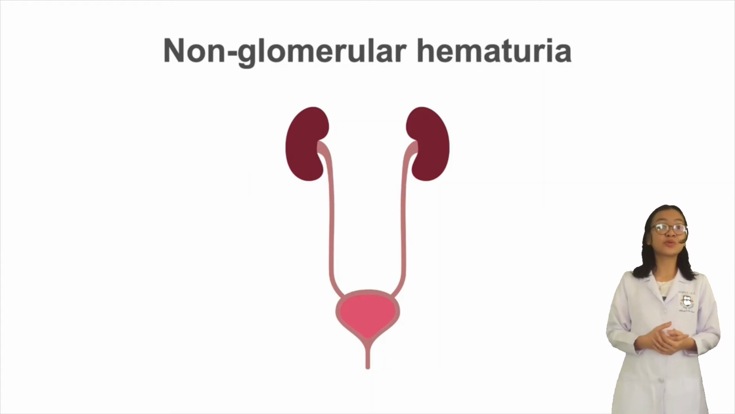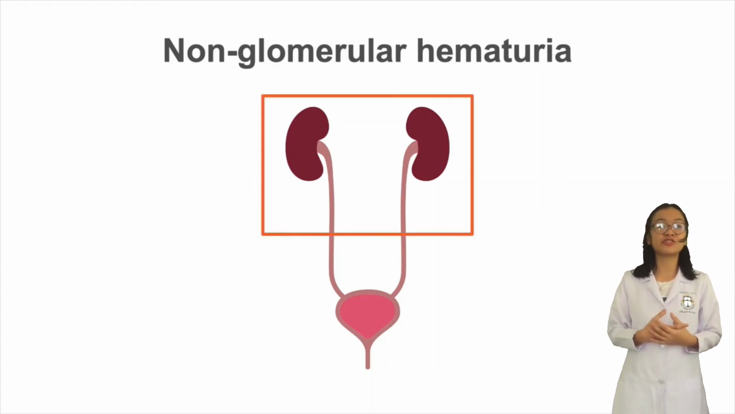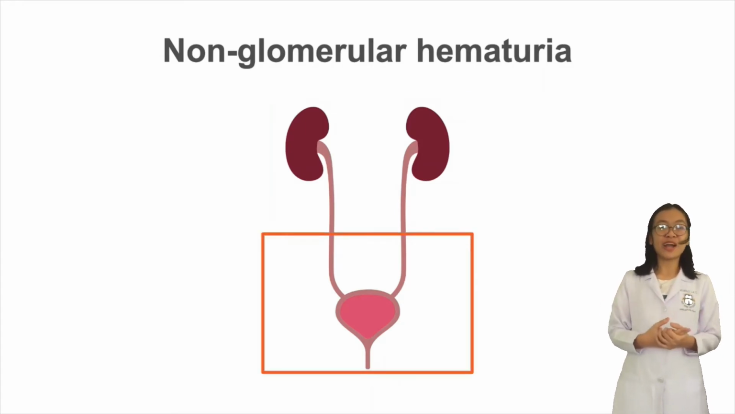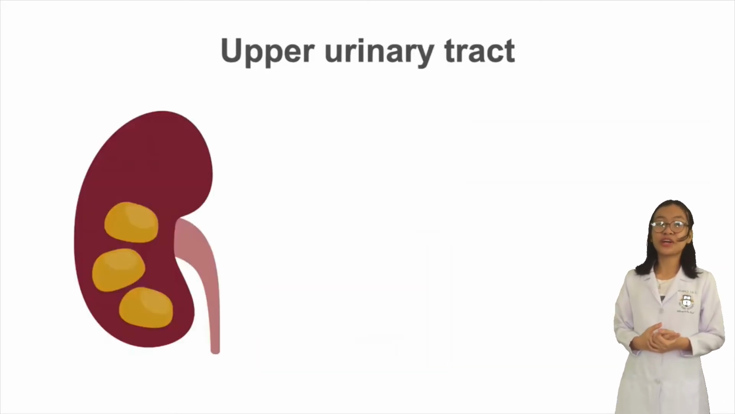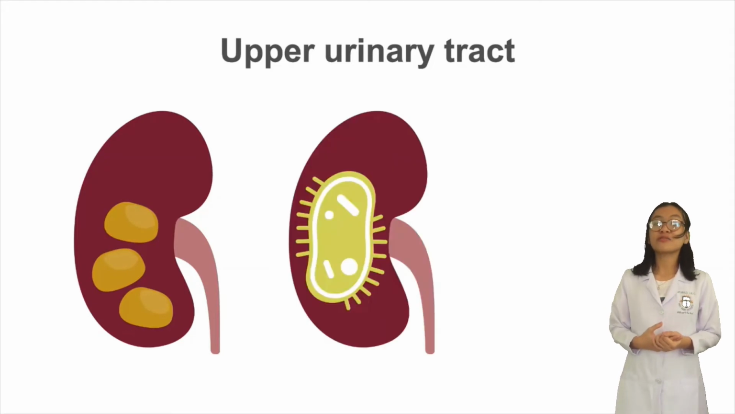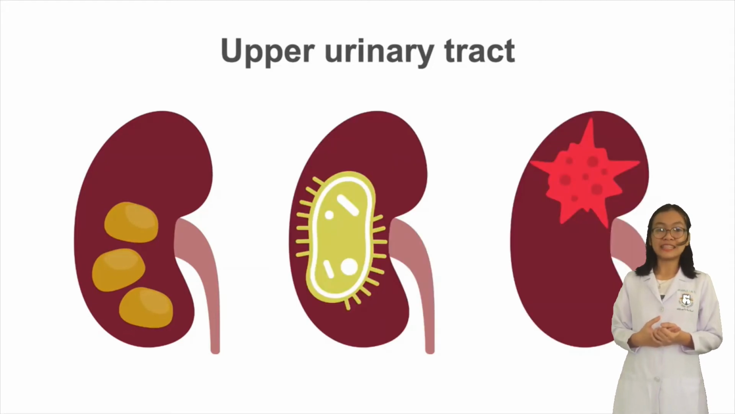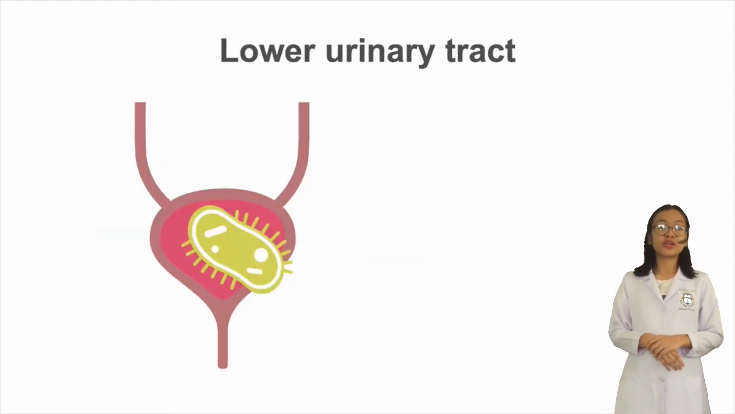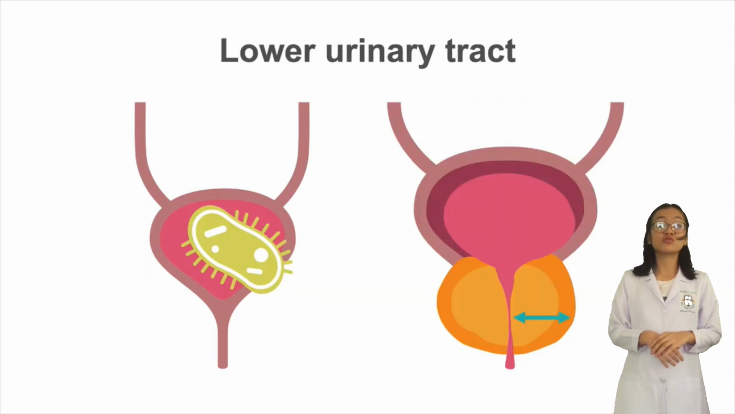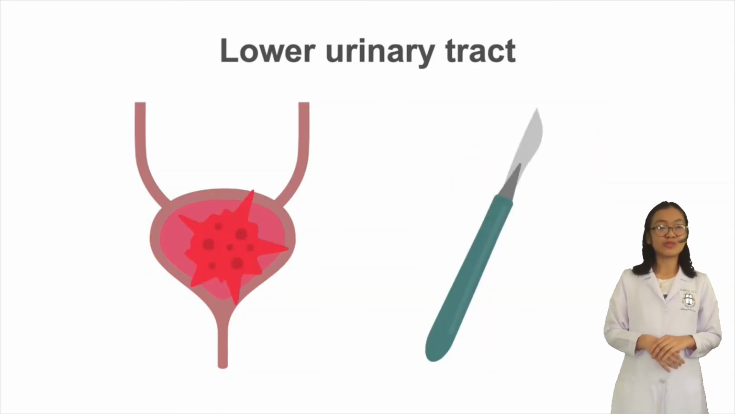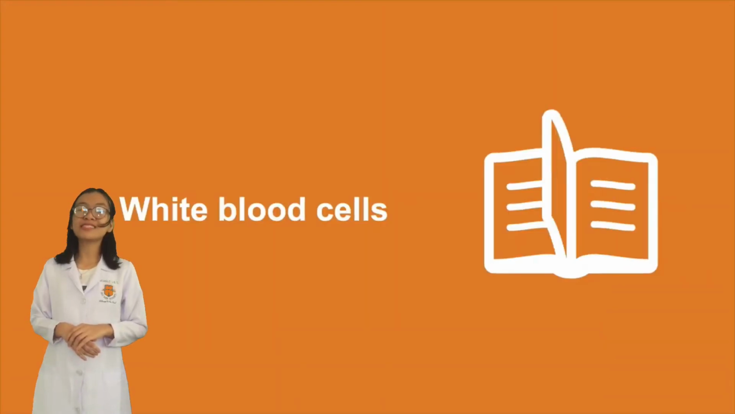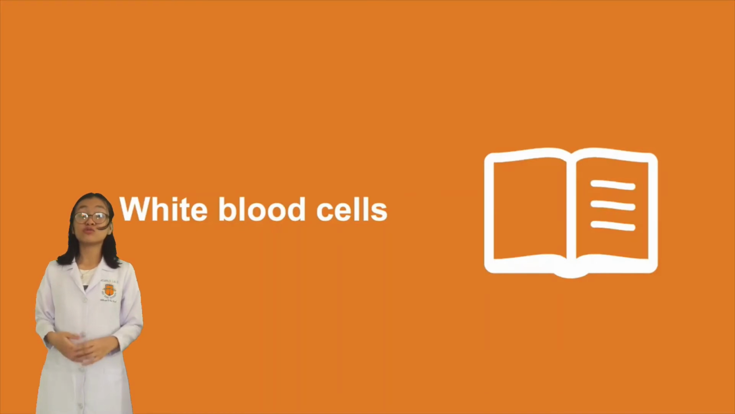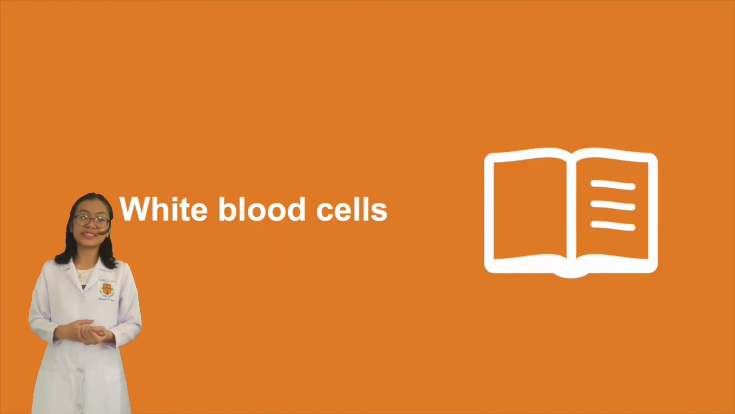Non-glomerular causes of hematuria may come from the upper urinary tract or the lower urinary tract. Examples of hematuria from the upper urinary tract include renal stones, pyelonephritis, and tumors of the kidney. Examples of hematuria from the lower urinary tract include UTI or urinary tract infection, enlargement of the prostate, tumor, and surgical instrumentation.